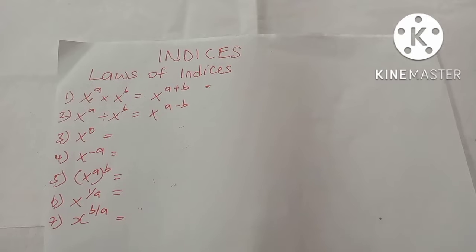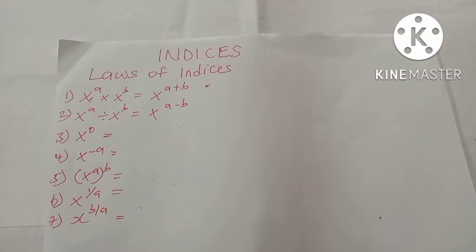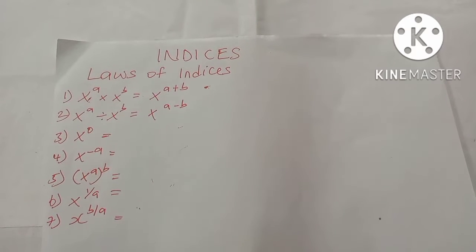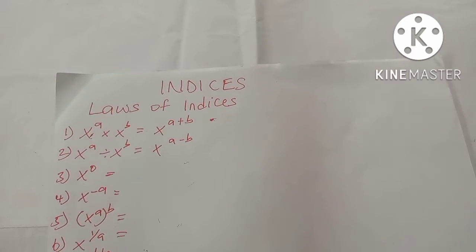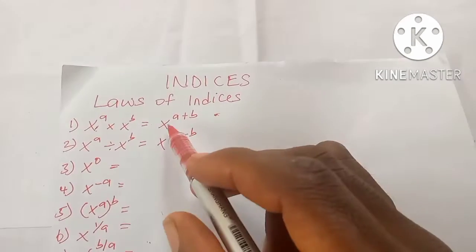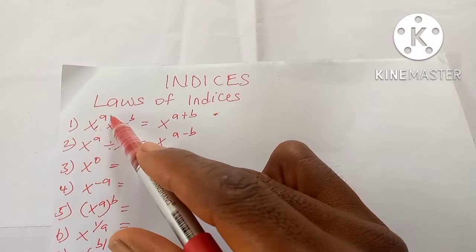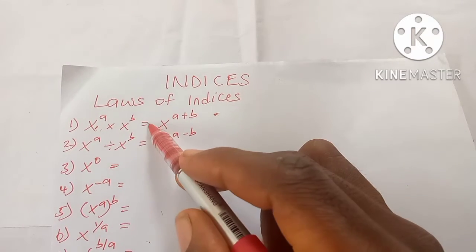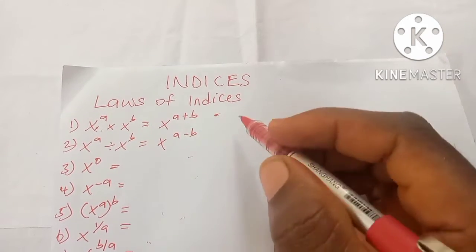In this video, we're going to be discussing indices, the laws of indices, and then solving questions on indices. So let's start. The first law of indices states that x to the power a multiplied by x to the power b is equal to x to the power a plus b.